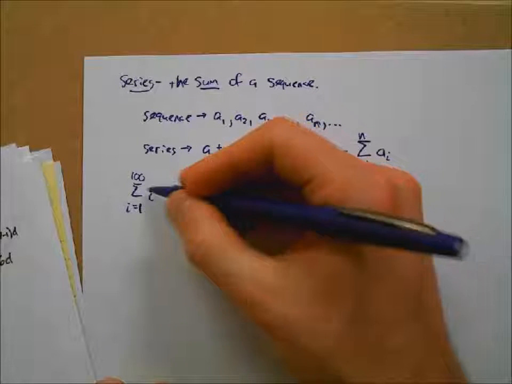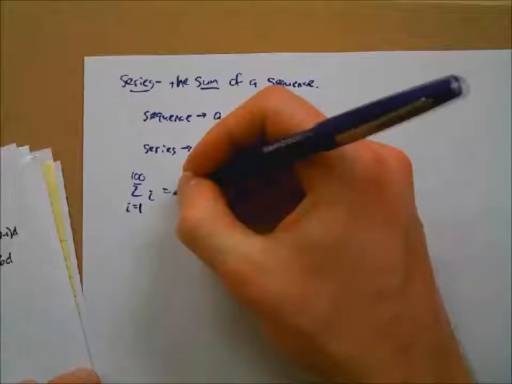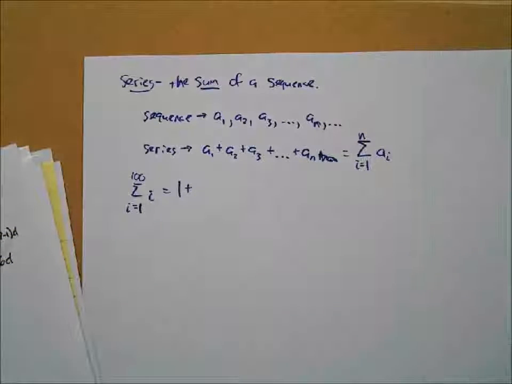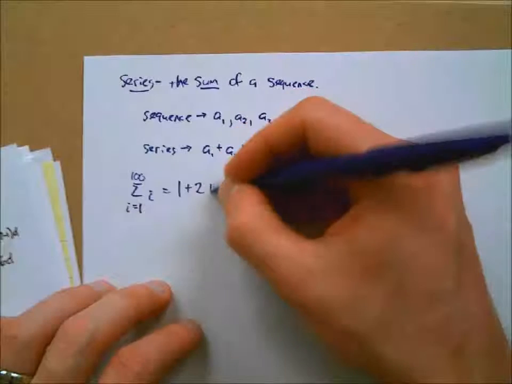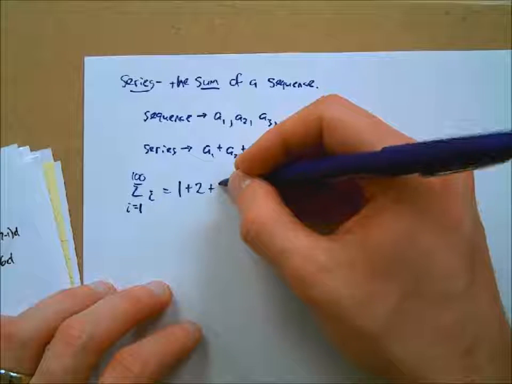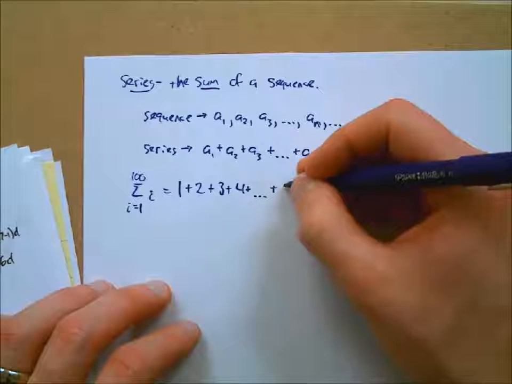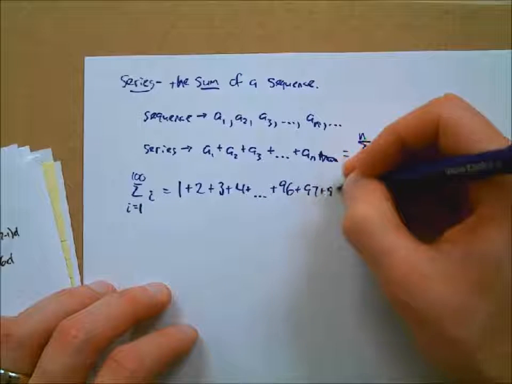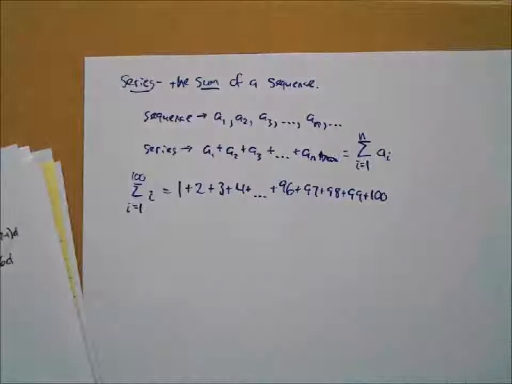Well, our terms are defined by I, right? What's I start out as? 1. And we're going to add to that, what's the next value of I? 2, right? We're just counting from 1 up to 100. So 2 plus, and the next one will be 3 plus 4 plus dot dot dot plus, you get the idea. We're going to add a bunch of numbers in there. And then 96, 97, 98, 99, and all up to 100, we're going to stop.